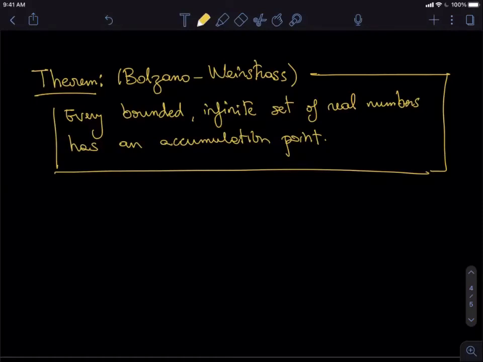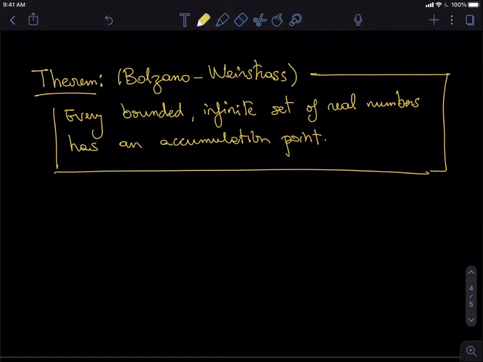We are going to prove now the Bolzano-Weierstrass theorem. This theorem says that for every bounded infinite set of real numbers, there will be an accumulation point. That means that if you have your set in between two bounds, and it's an infinite set, and you start trying to put your numbers as far away from each other as possible, at some point you are going to run out of space and it will have to accumulate somewhere, just because of the fact that the set is infinite.